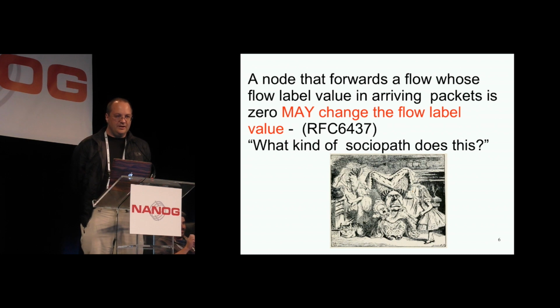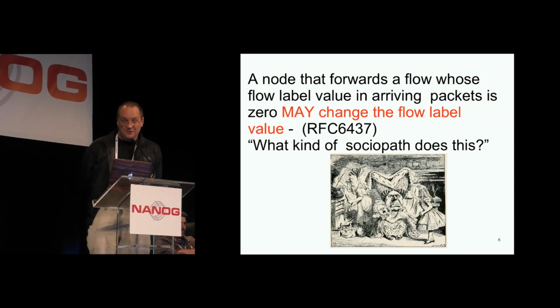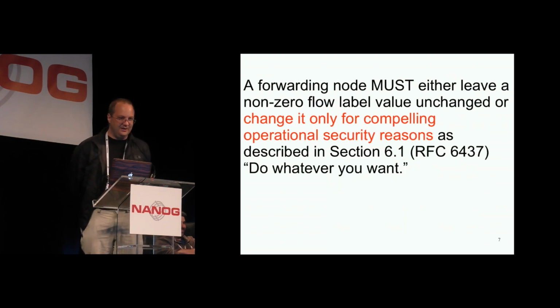About 2011, we came out with an effort to rehabilitate the flow label, and we said a node that forwards a flow whose flow label value in arriving packets is 0 may change the flow label. May? What kind of sociopath changes the flow label of packets in flight? Well, it turns out it's us. But we also said a forwarding node must either leave a non-zero flow label value unchanged or change it only for compelling operational security reasons. Okay, so that basically gives you a license to do whatever you want.